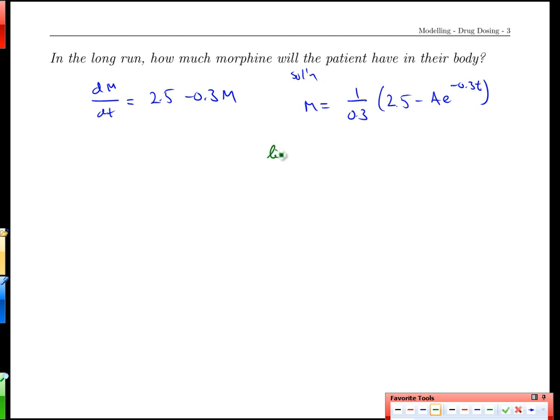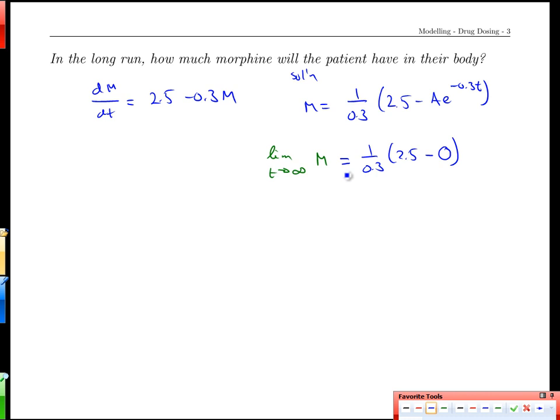Well, that sounds like a long-run question of a limit. The limit as t goes to infinity of m is going to equal what? Well, the 0.3 is going to be there, the 2.5 is going to be there, but this exponential, e to the negative something, with t getting bigger and bigger, is going to converge to 0. And so what we get in the long run is 2.5 over 0.3, approximately 8.33 milligrams.